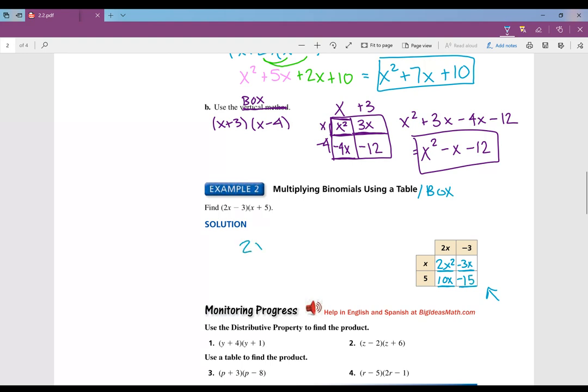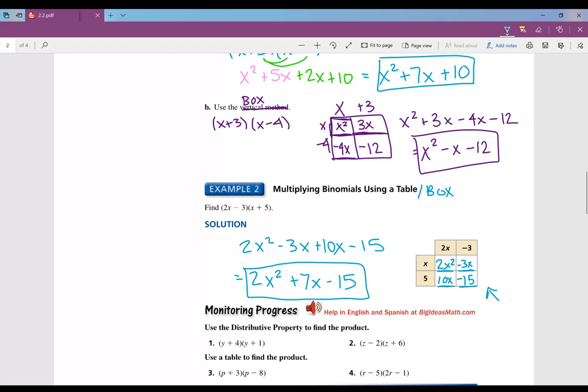So we end up getting 2x squared minus 3x plus 10x minus 15. And if we combine our like terms, we have 2x squared plus 7x minus 15.